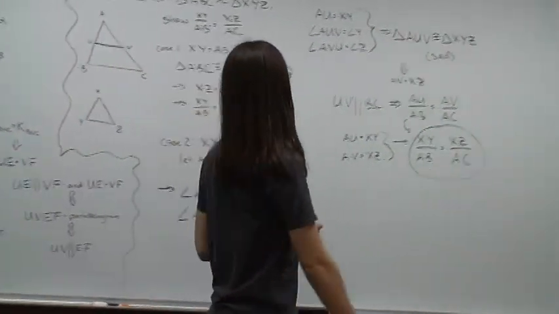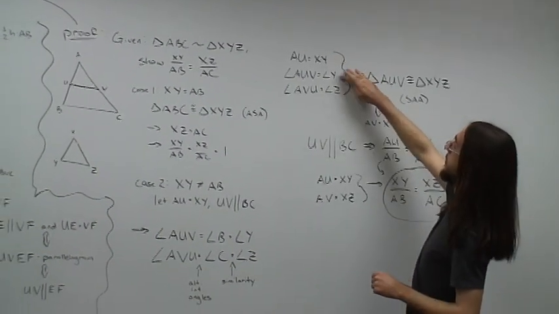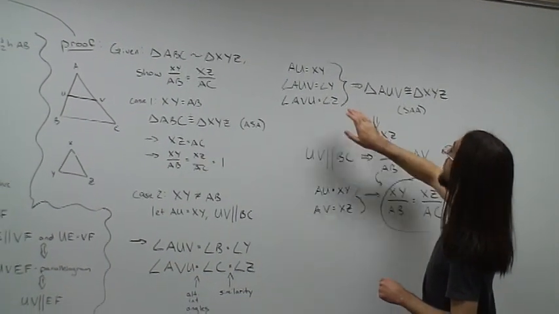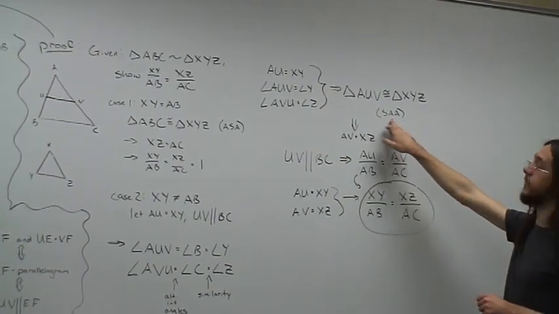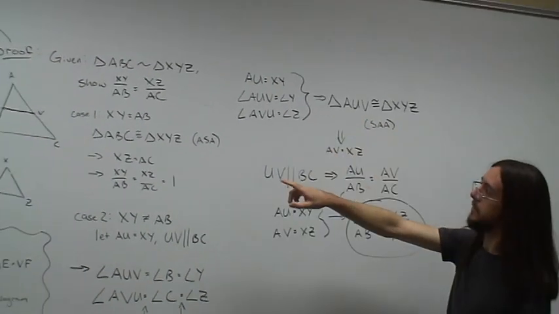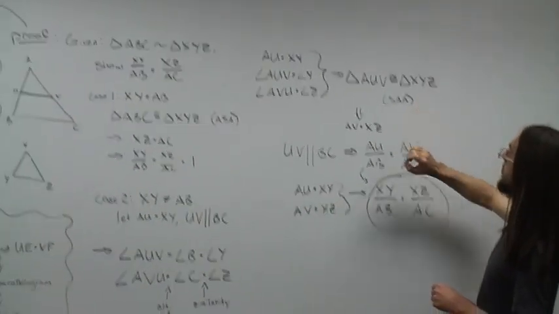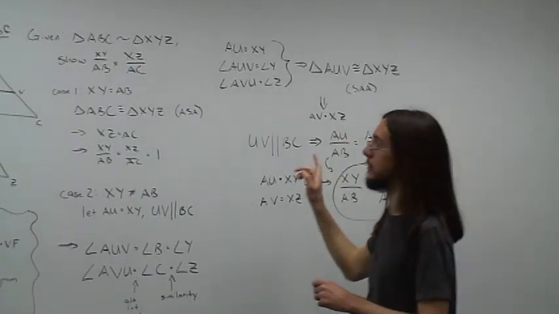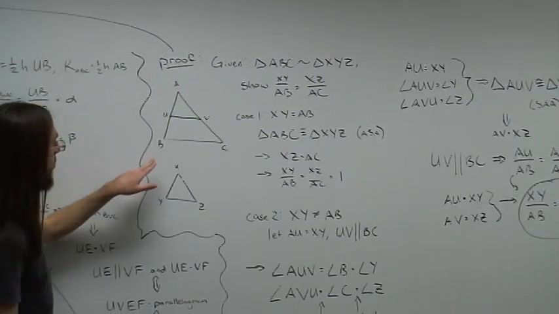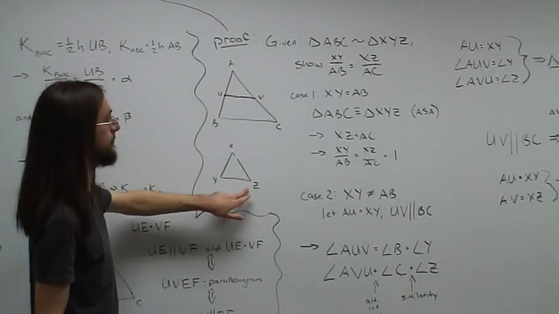All right, so we use three of the pieces of info we just got: AU equals XY, angle AUV equals angle Y, angle AVU equals angle Z, and we get, by another congruence criterion, SAA, side angle angle, that triangle AUV is congruent to triangle XYZ. So, moving back over here, that means that if these two triangles are congruent, then AV equals XZ.